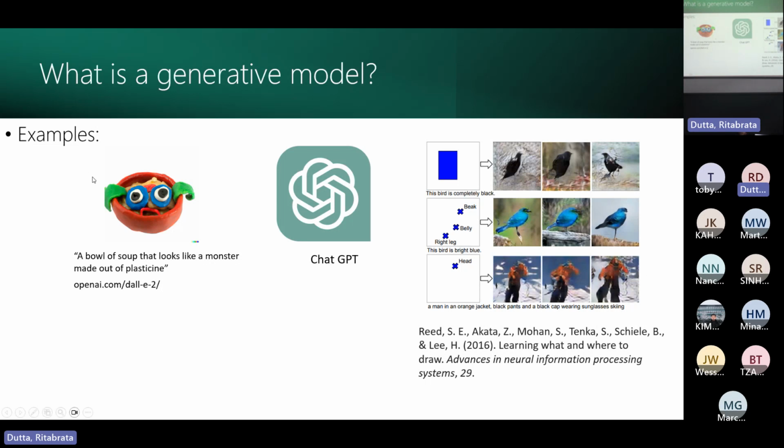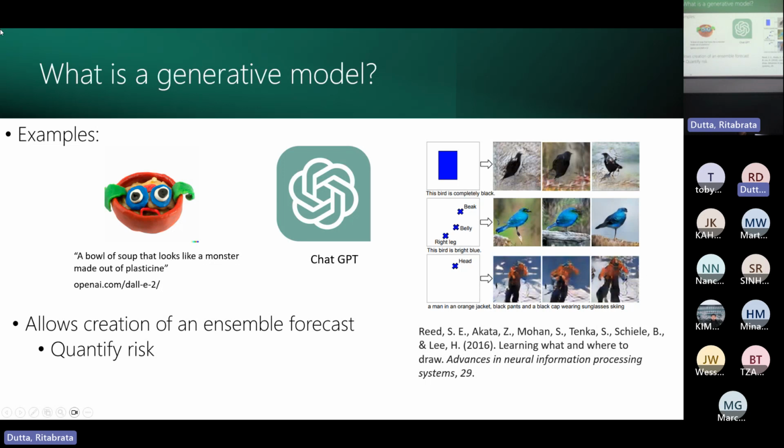One of the key things about a generative model, rather than just a deterministic model, is that we want to generate ensembles cheaply, which allows us to quantify risk. So it's very important that we have a generative model.